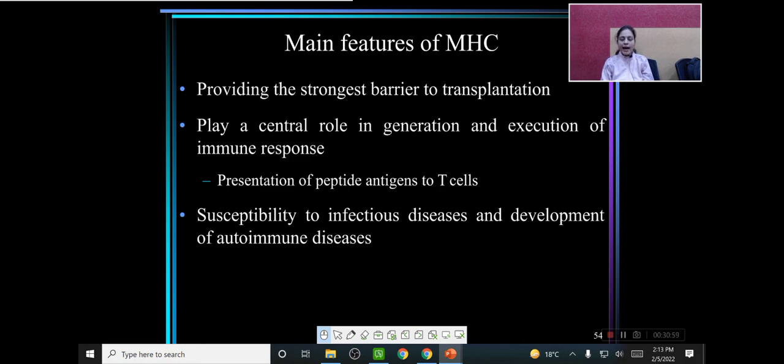So there are mainly three types of MHC: MHC class 1, 2, and 3. And these MHC are located on chromosome number 6 in humans, right?